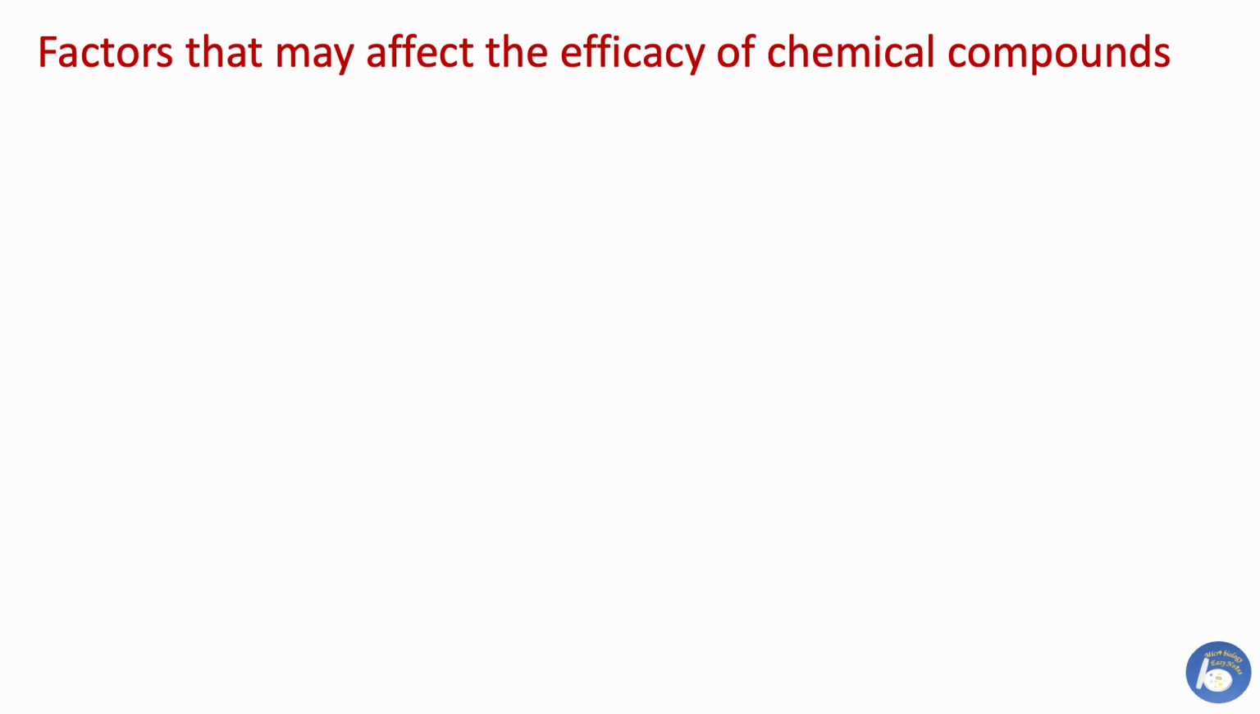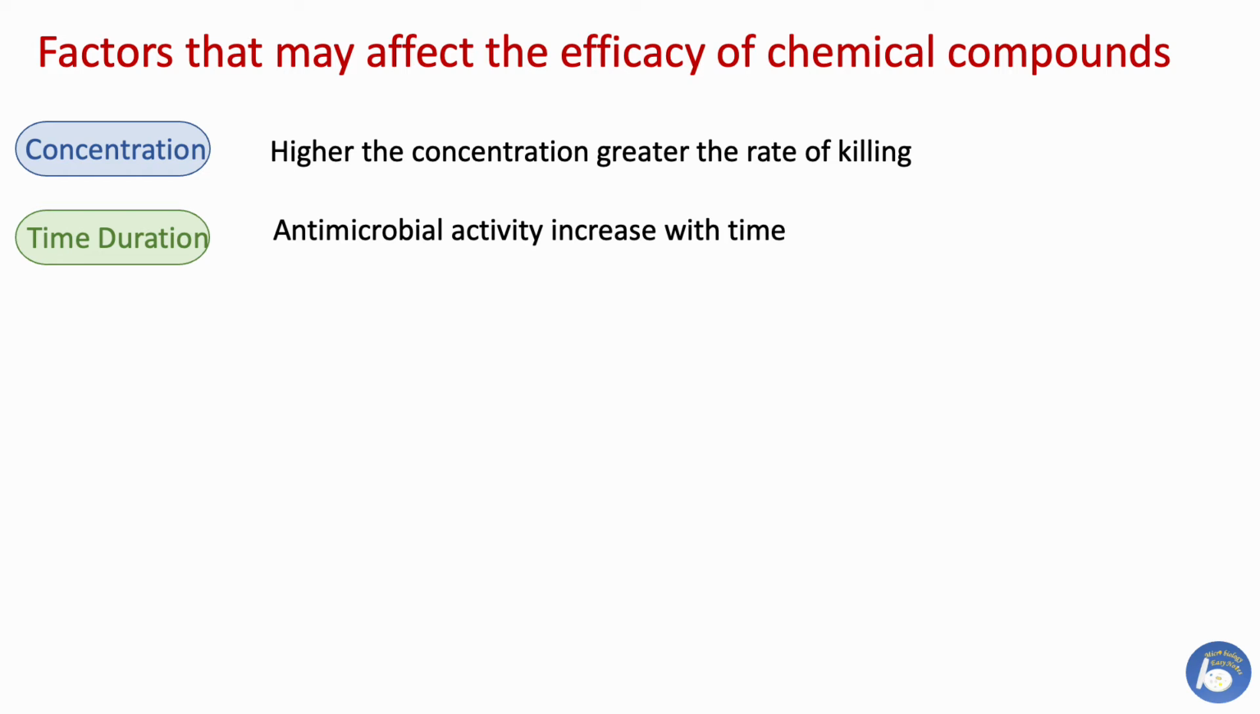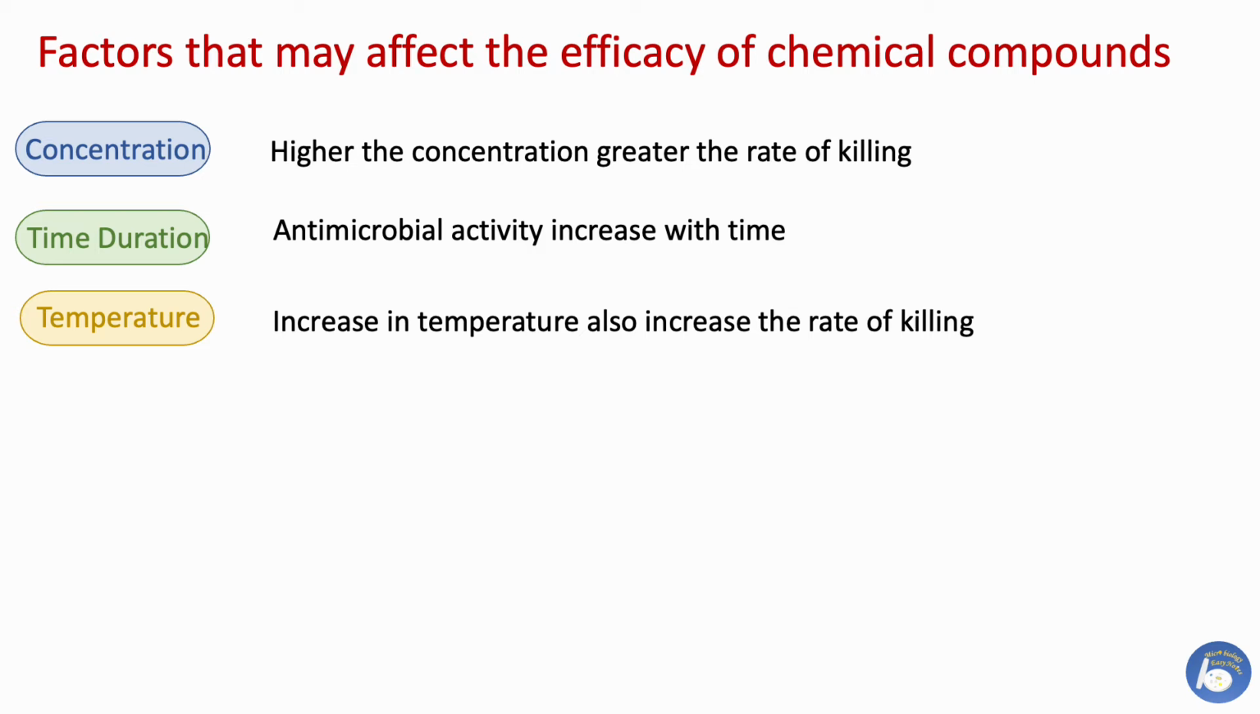Effectiveness of chemicals depends on various factors. First is concentration. The higher the concentration of the microbial agent, the greater will be the rate of killing. Time duration. In general, antimicrobial activity is increased with time and a sufficient exposure is essential for efficient disinfection. Temperature. An increase of temperature will also raise the rate of killing.